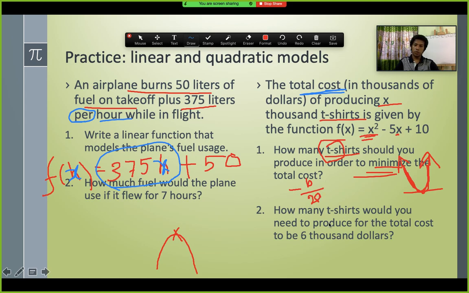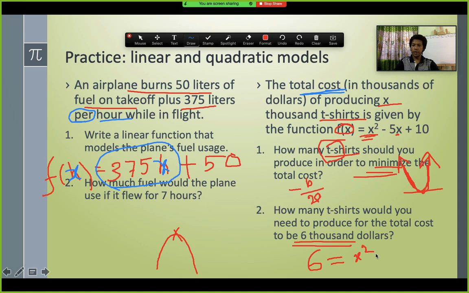How many t-shirts would you need to produce for the total cost to be $6,000? So the total cost is given. That means this is the value of f(x). f(x) is given here. That means 6 equals to, now 6,000. See, we are not putting 1,000 here because the entire function is in 1,000. So we do not have to put 1,000 here.